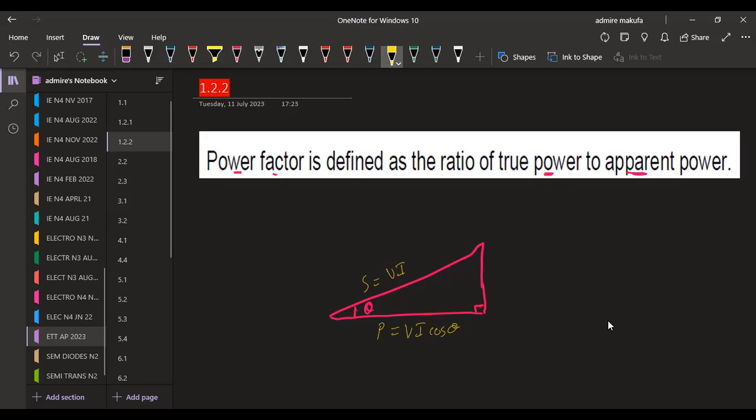That is what we have on the power. Then here we are now having the reactive power, which is referred to as VI sine of theta. So this is what you need to understand. This one is measured in watts or kilowatts, and this one is measured in volt amperes.